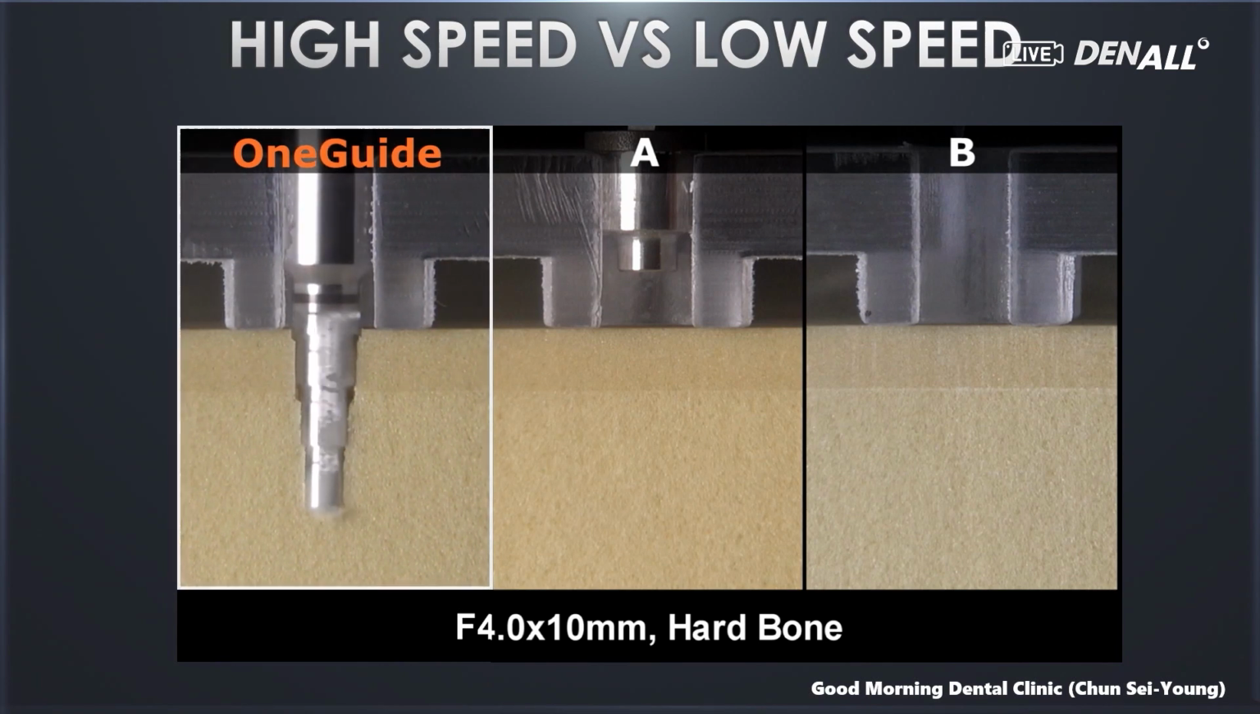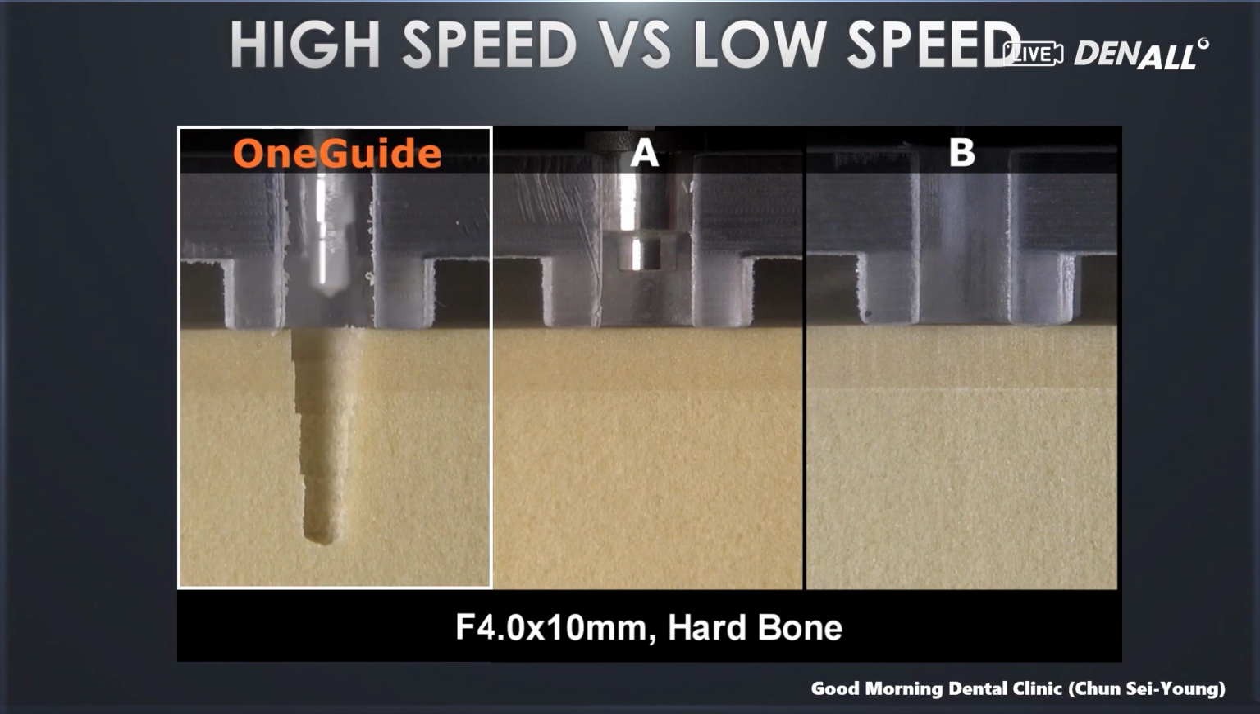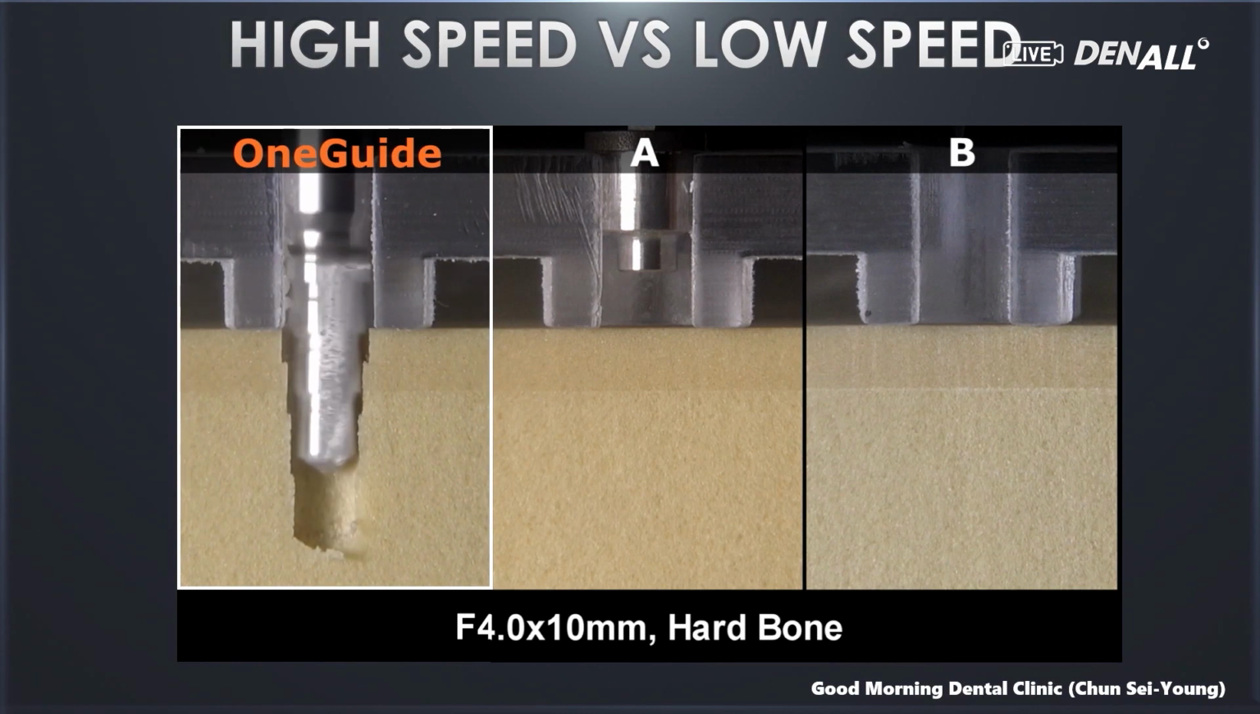The first one, with one guide system, drilling without a sleeve, the inside wall of the sleeve is cut, then the fixture design can be different from the designed positions. That's the disadvantage.